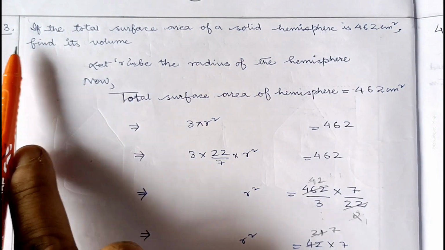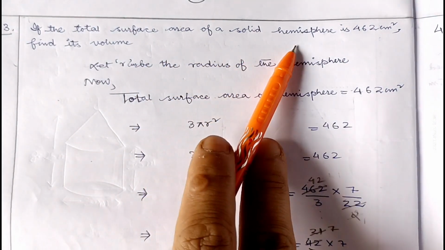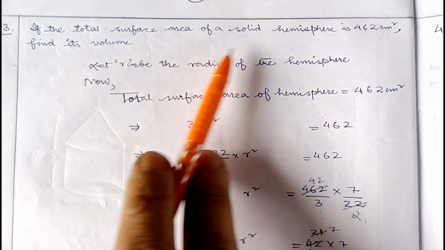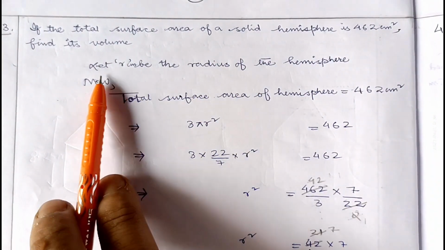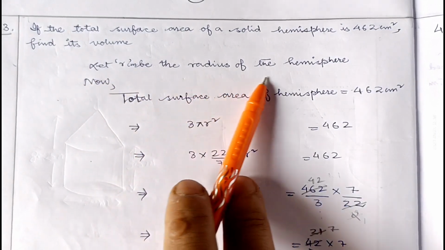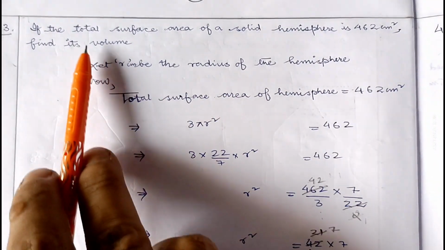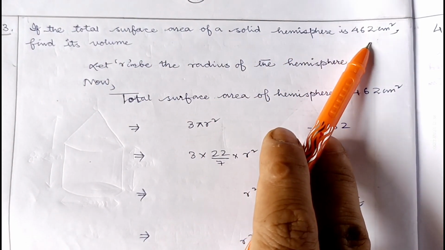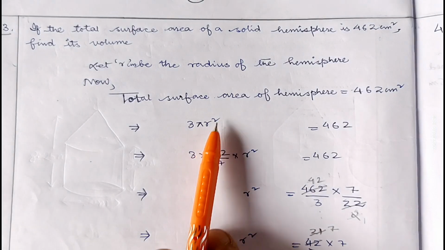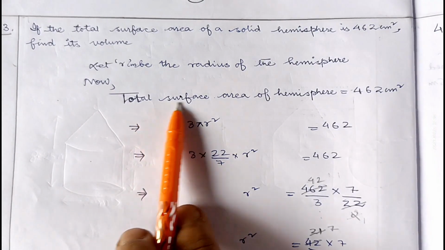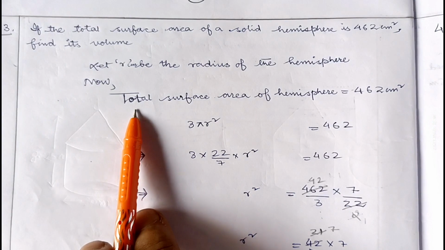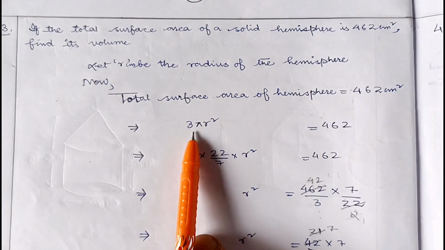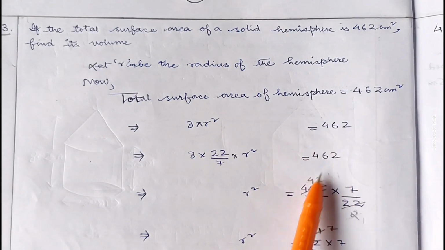In question number 3, it is given if the total surface area of a solid hemisphere is 462 centimeter square, find its volume. Suppose the radius of the hemisphere is r, so let r centimeter be the radius of the hemisphere. In the question it is given total surface area of the hemisphere is 462. Total surface area of a hemisphere formula is 3 pi r square. If it is curved surface area, it will be 2 pi r square, and if it is total surface area, it will be 3 pi r square is 462. So 3 pi is 22 by 7 into r square is 462.